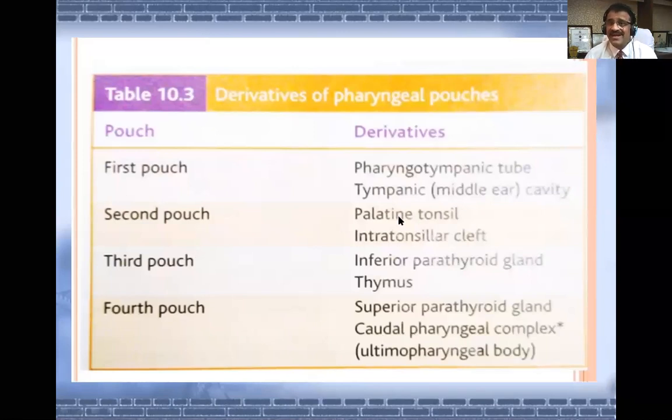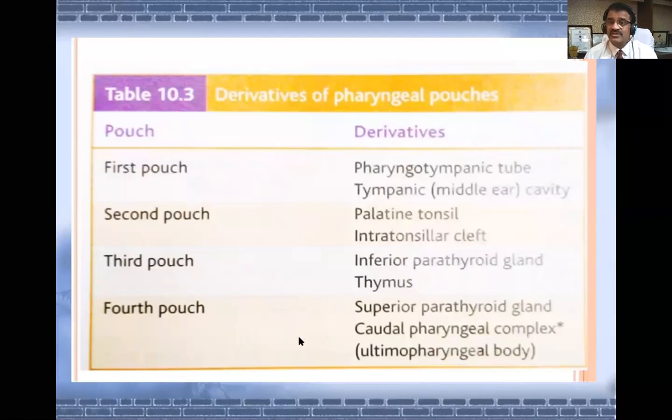For example, the palatine tonsil, which is an important organ, is given by the second pharyngeal pouch. The thymus gland is given by the third pharyngeal pouch. There are other things. There are 4 parathyroid glands. The superior parathyroid glands are given by the 4th pouch, and the inferior parathyroid glands are given by the 3rd pouch. You can see here.